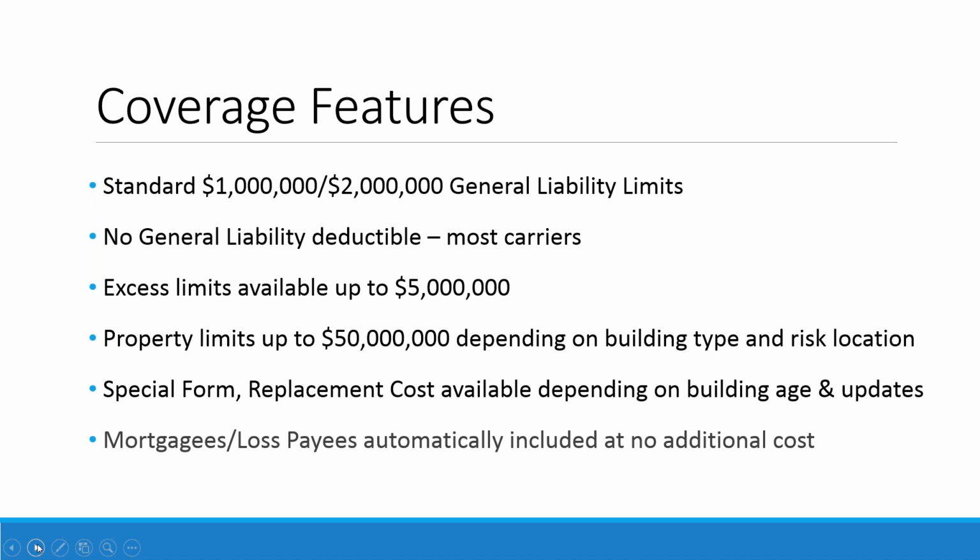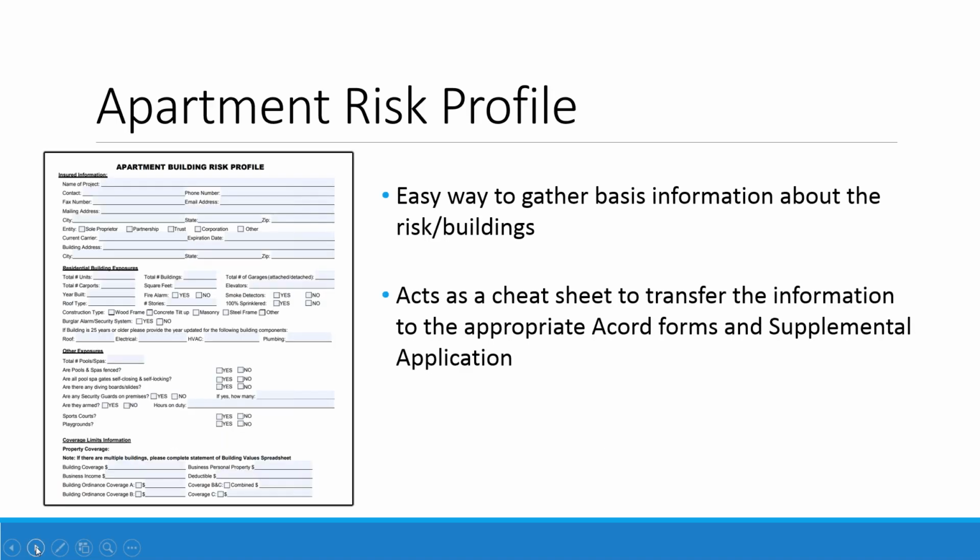And then also the mortgagees and loss payees are automatically included at no additional cost. Typically, not too many other types of AIs are needed. Generally, if they have a professional property management company, they are considered to be part of who is insured on the policy, so they don't necessarily have to be scheduled out, but some carriers will schedule them out if they're requested to.